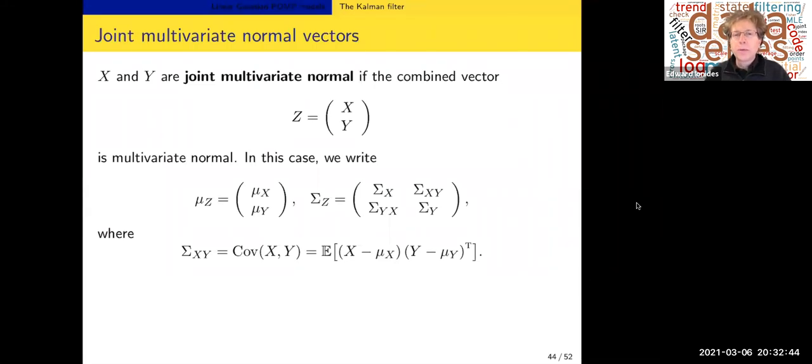We also want to be able to talk about joint multivariate normals. So x and y are joint multivariate normal if the combined vector z, which is the vector of x put together with y, is multivariate normal. And then we tend to write mu z as mu x, mu y, and sigma z as the matrix, with the top left matrix being sigma x, the bottom right matrix being sigma y, and covariance matrices off the diagonal.